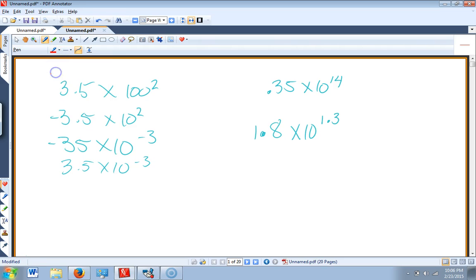I'm going to get out my red pen to check these, okay? Go ahead, take 30 seconds, and quickly go through these in your head, maybe talk to the people at your table, and decide if you think these are written in scientific notation or not. Okay? All right, ready, set, go.